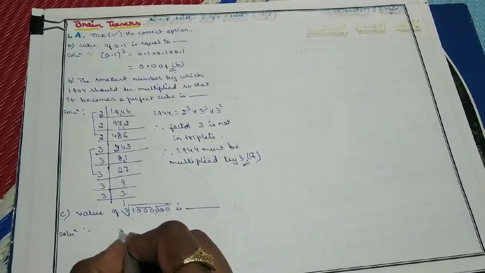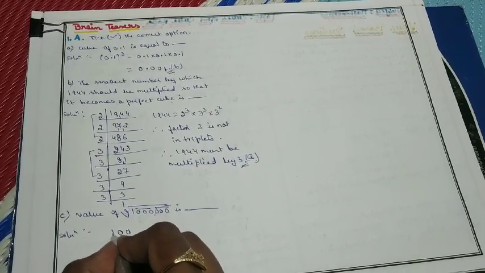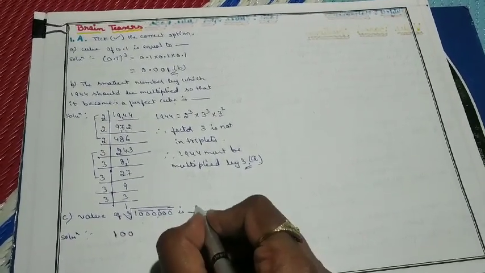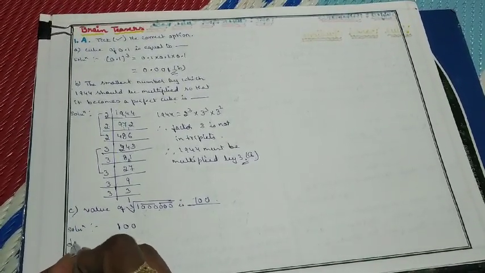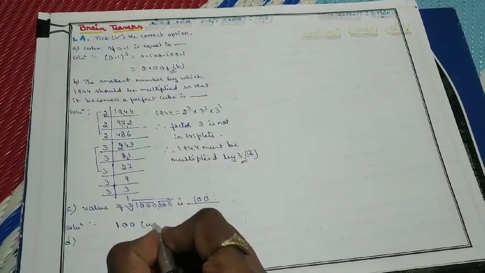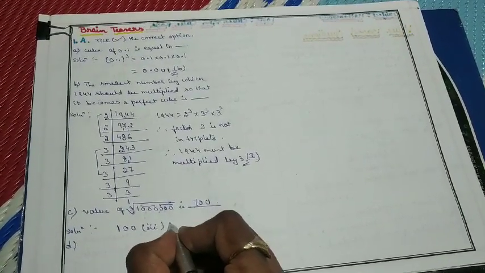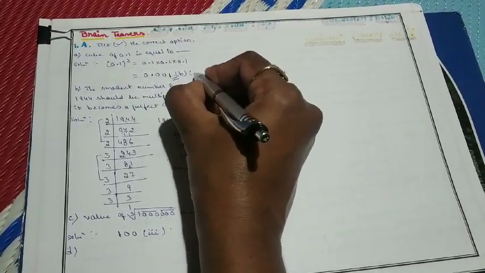Then I can write 2 zeros, and here the cube root of 1 is 1 itself. Therefore its value is 100, children. Now let me move to question D. And this 100 is in the third option, or you can write it as option C. And this is the first option and this is the second option.